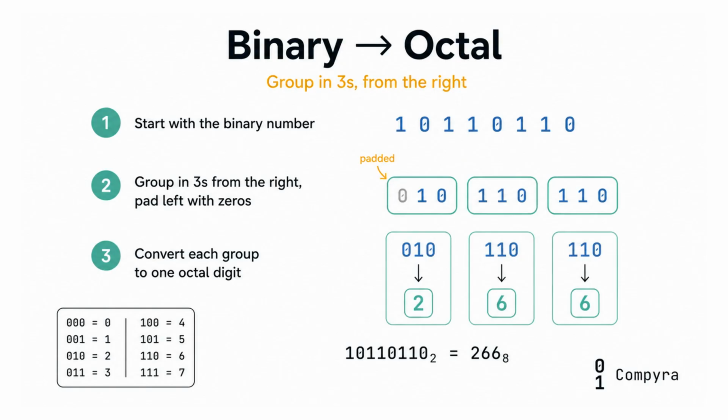Step 3, convert each group to a single octal digit using this small reference. 3 bits can represent values 0 through 7, which is exactly the range of an octal digit. 010 is 2, 110 is 6, 110 is 6 again. Read them left to right and you get 266. That's it. Binary 101110110 equals octal 266. No calculator needed.